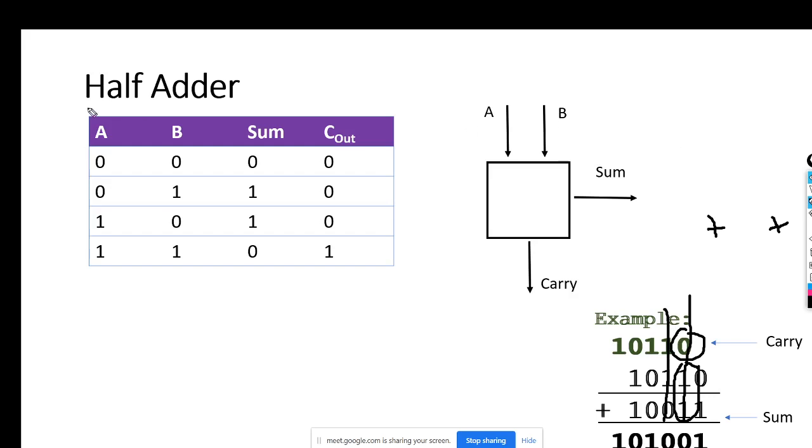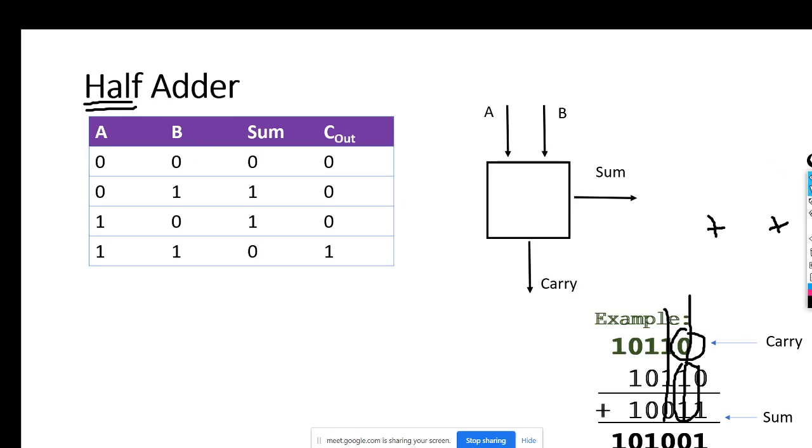So that is why we call it half adder, because we have to use this adder two times to get one set of numbers, so one line to get summation, right? Because it can't add three numbers together, right? So that is why we call it half adder.